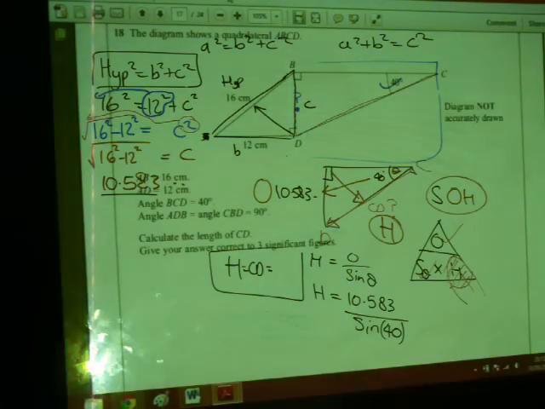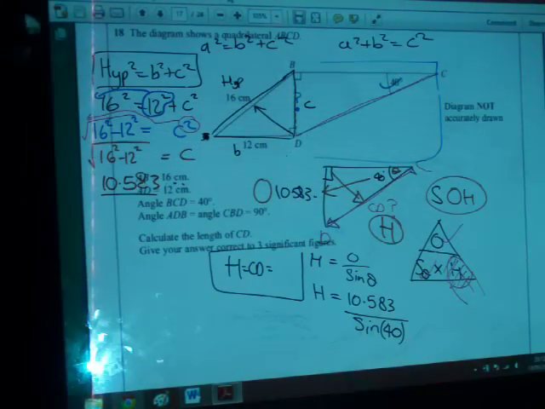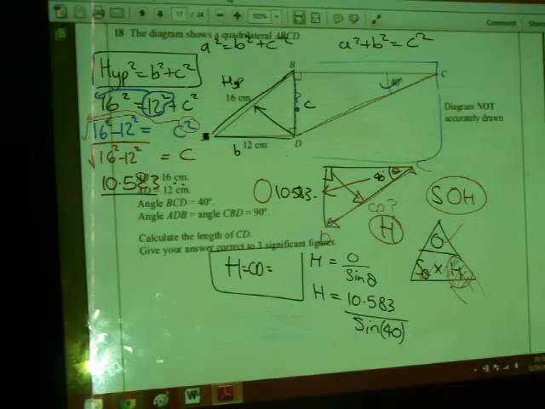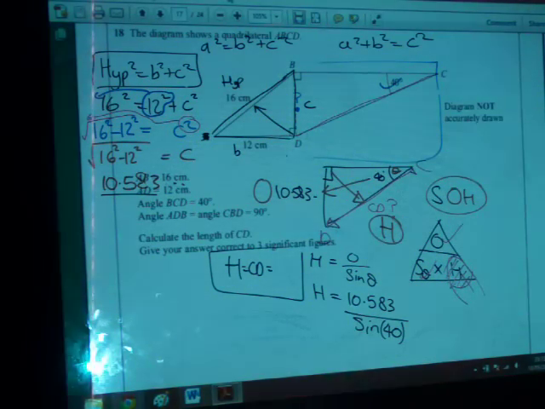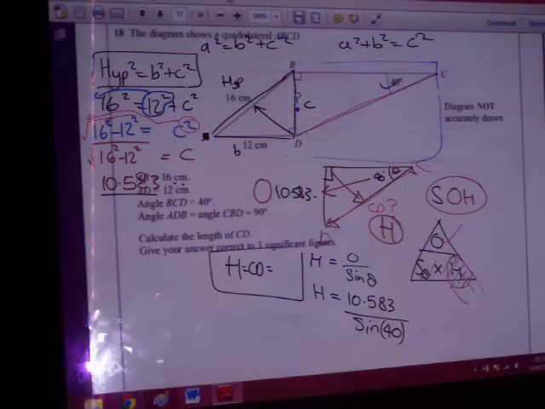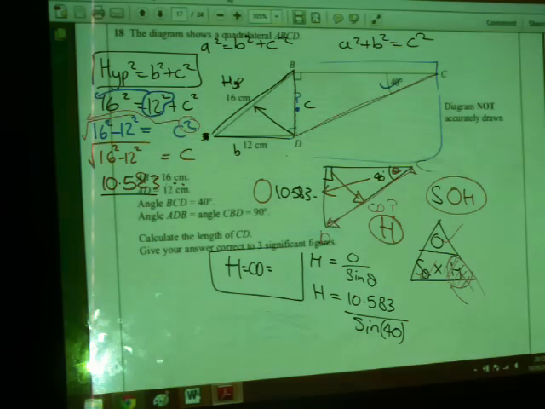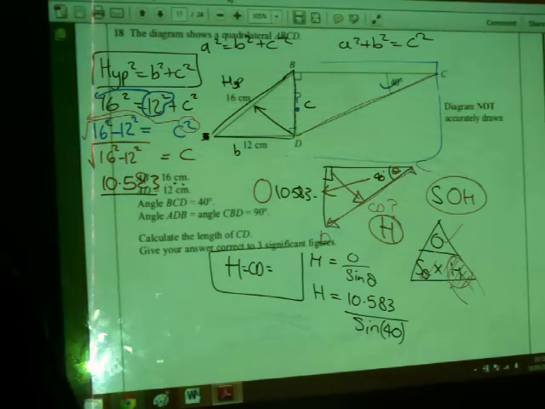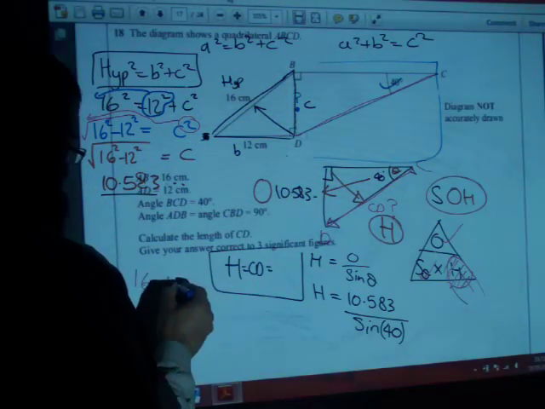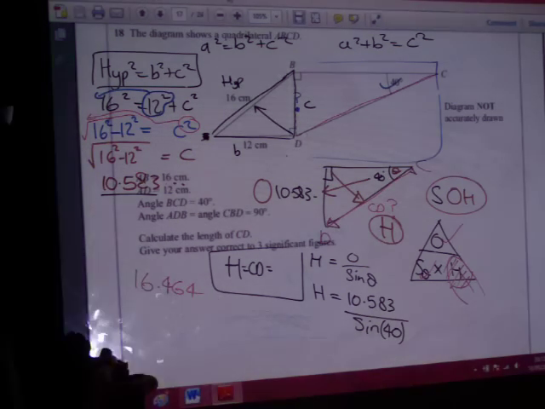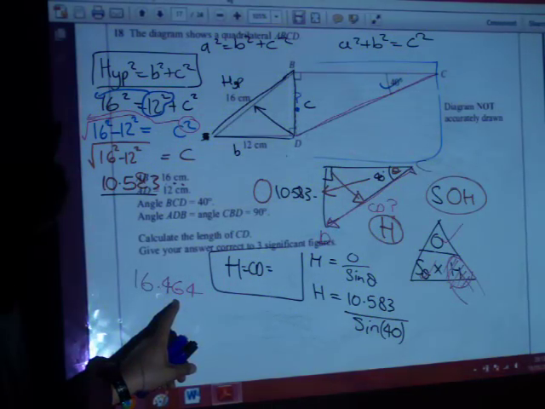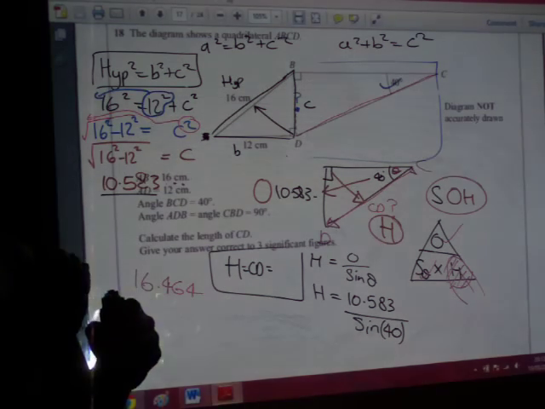Let's put that into calculators, please, folks. 10.583 divided by sine 40. And that will give us an answer of 16.464. This is the number here that we need to round to three significant figures, not the first value you had. That was part way through the question.